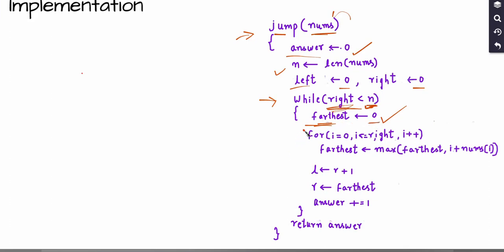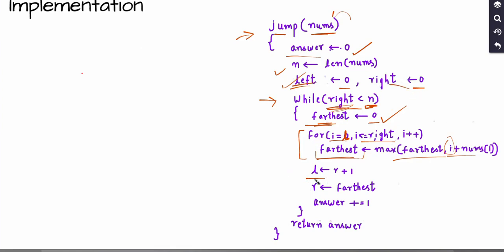Then here I am updating this farthest variable simply by checking how far I can go from where I stand. So this i starts from left, it goes till the right, and I update my farthest variable, how far I can go from any index i. So here i is basically iterating my range from left to right. That's all this i is doing.